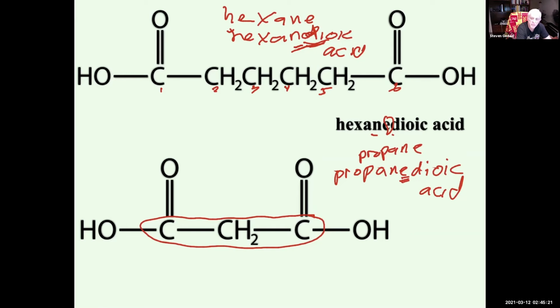All right. So that's propane dioic acid. So the di just means 2, oic acid, or carboxylic acid, 1 at each side, and the total of 3 carbons.